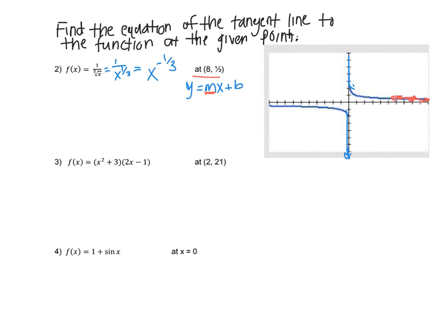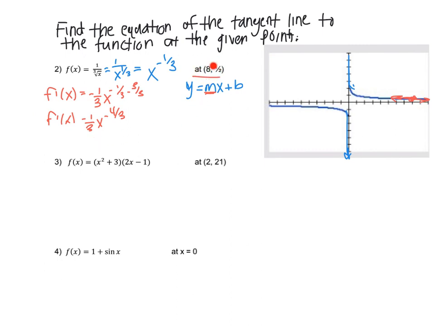So to find that slope of the tangent line, we need to take the derivative, and I'm going to apply the power rule. So I pull down the negative 1/3 in front, and then I'm going to subtract 1 from the exponent: negative 1/3 minus 3/3. And that's going to give me a final derivative of negative 1/3 x to the negative 4/3. Okay, so this is giving me the formula for the slope at any possible value of x.